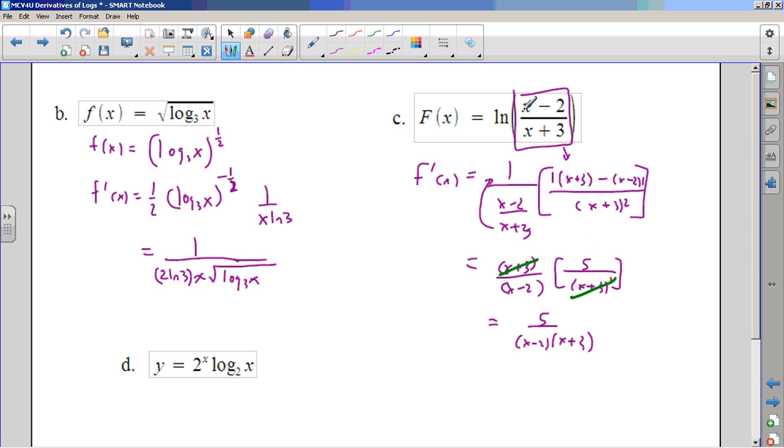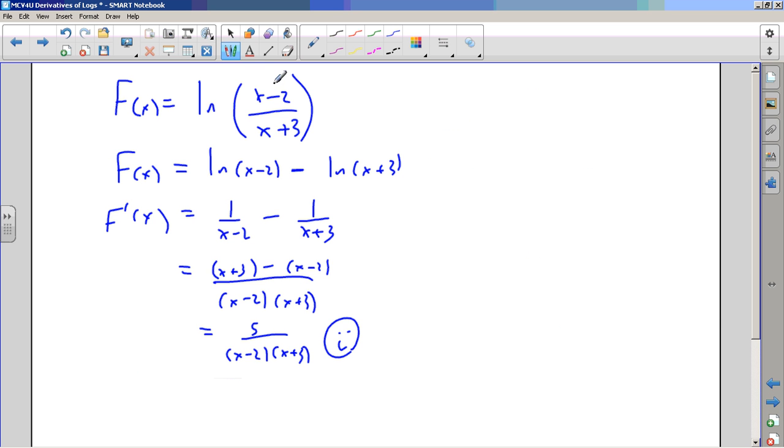Now, well, hang on, Restall. I remember from log rules that when I divide something on the inside, it becomes subtract on the outside. Could I use that to change the form of the function before I take the derivative? And yes, aren't you clever? You should have done that because it's way easier. Have a look at this. So if I have the ln of this quotient, when it's dividing on the inside, it's subtracting on the outside, then these are easy derivatives to take. The derivative of this piece is just 1 over x minus 2. The derivative of this piece is just 1 over x plus 3.